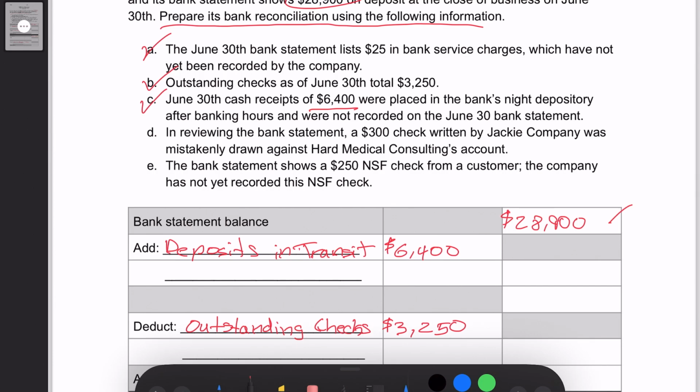In reviewing the bank statement, a $300 check written by Jackie Company was mistakenly drawn against Hard Medical Consulting account, our banking account for our business. So, what is taking place here? If it's not a deposit in transit, outstanding check, a note being collected, an NSF or bank service charge, the odds are that we're dealing with an error here, okay?